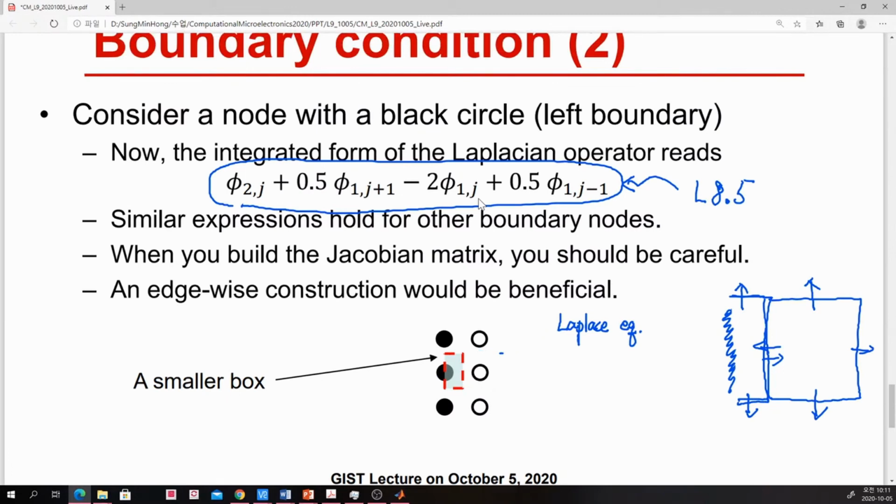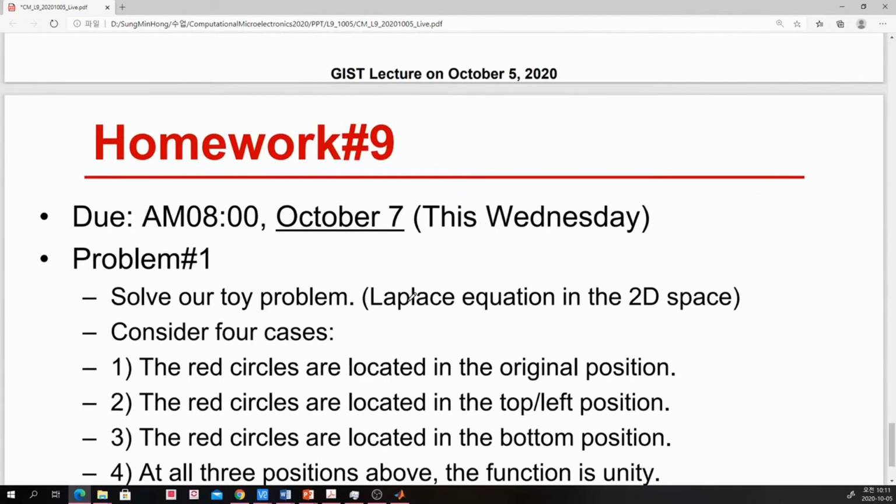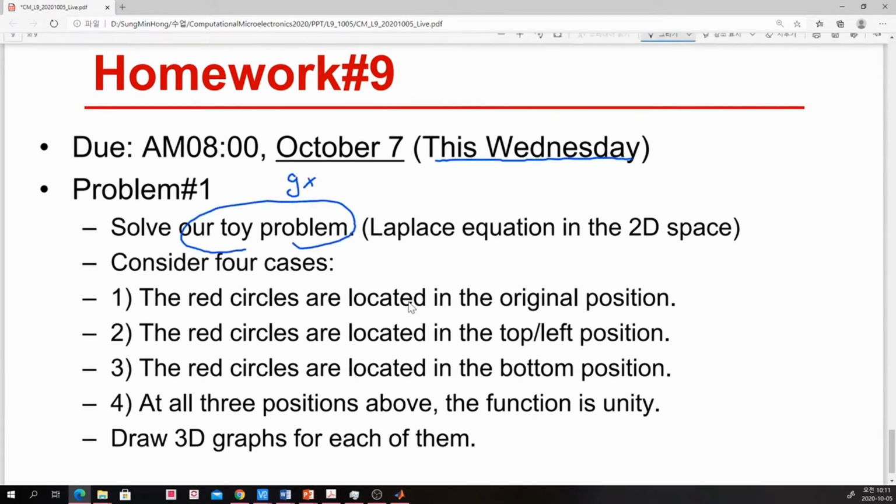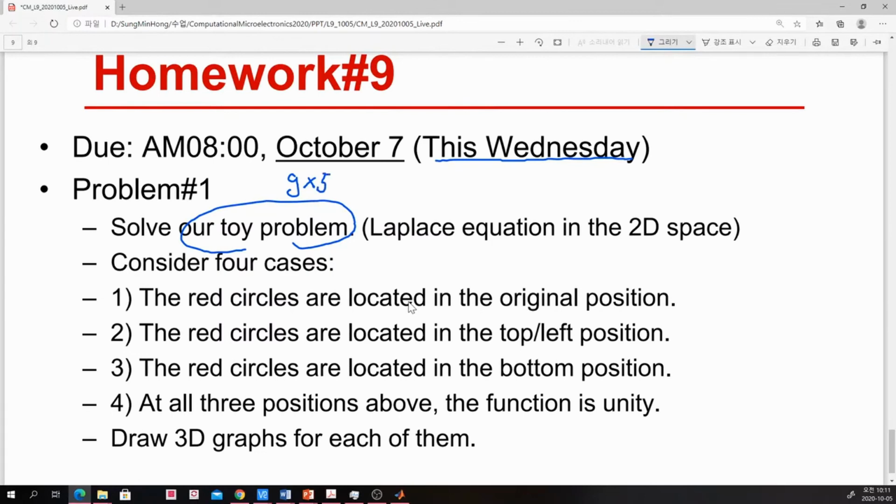Okay, so therefore I think that we have already covered all required content, and you have homework number 9. You still have 2 days, and you can just solve our toy problem, the 9 by 5 problem. So you have 45 unknown variables to solve for. And now you have 4 different sub-problems with different boundary conditions.